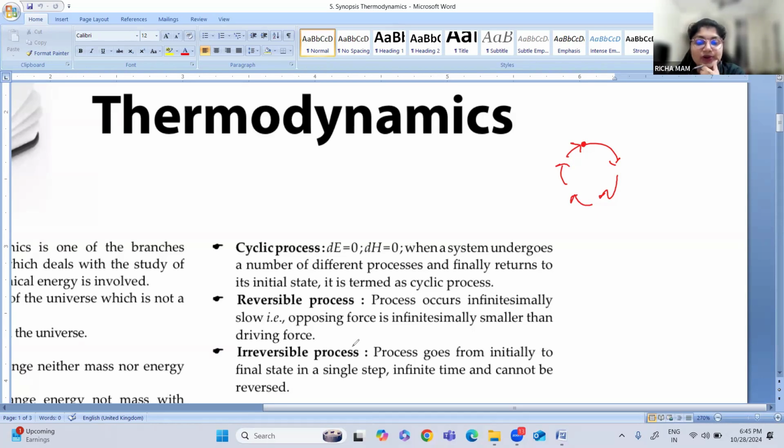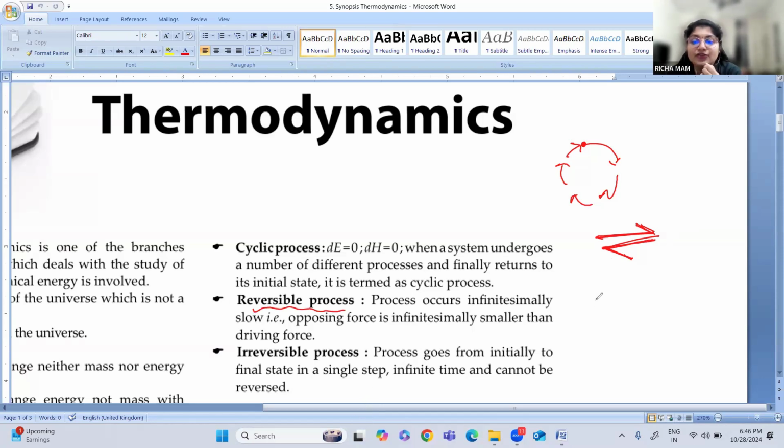Reversible means what? The process occurs infinitesimally slowly, and the opposing force is infinitesimally smaller than the driving force. So whatever has moved forward can be reversed back. Opposing force is acting, so however much the reaction proceeds forward, that much the reaction can reverse also. So the opposing force is present, and that gives rise to the reversible process.